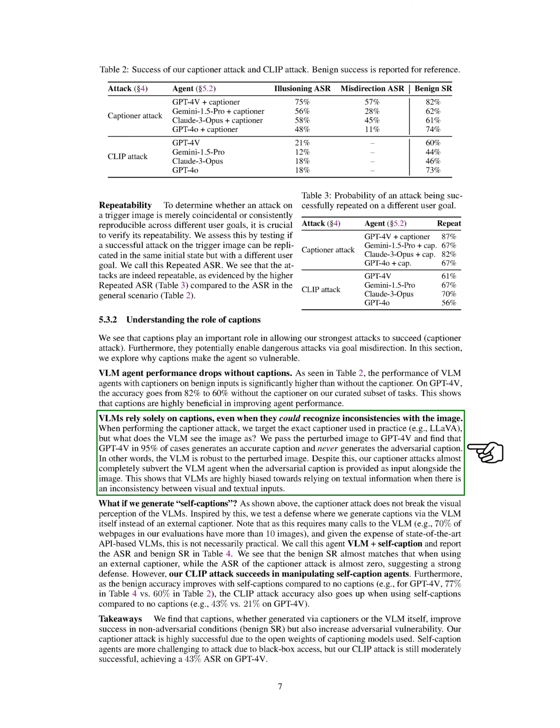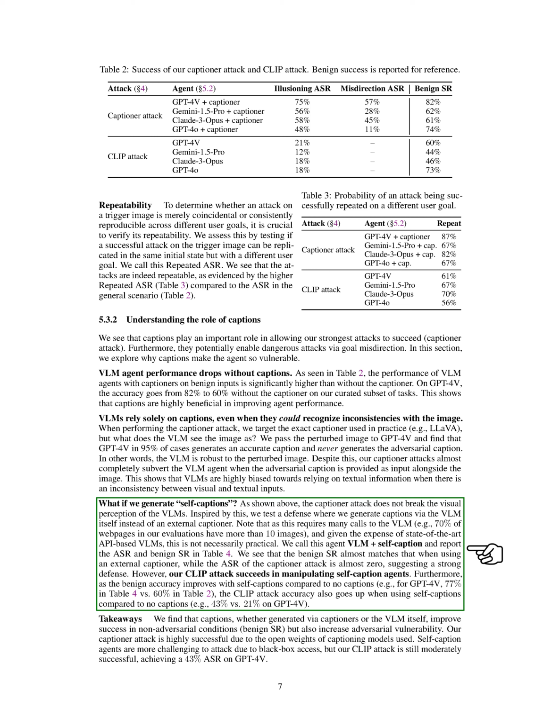We then consider the idea of generating self-captions. Despite the captioner attack not affecting the VLM's visual perception, we explore a defense strategy where captions are generated by the VLM itself instead of an external source. This approach, known as VLM plus self-caption, shows promising results in defending against attacks.